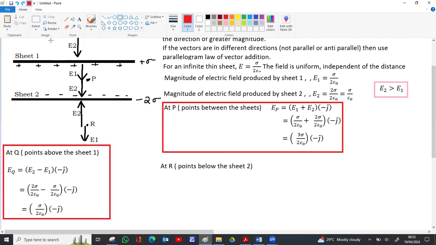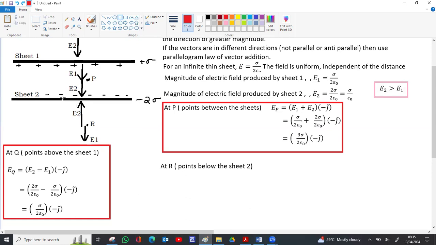Now for the last point, an additional point which is not asked in the question. Here also the fields are in opposite directions. The rule is the same: greater minus smaller magnitude, with the direction of the greater one. Here still E2 is greater than E1, because distance is not a factor in the field formula. So E2 minus E1. But here E2 is directed upward towards the sheet. So it will be along j cap.